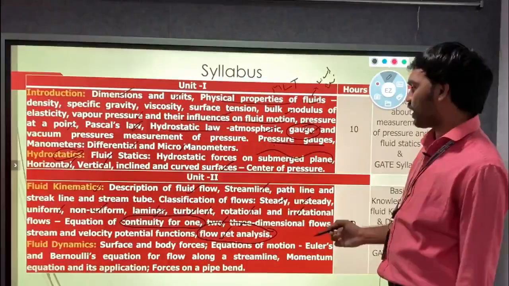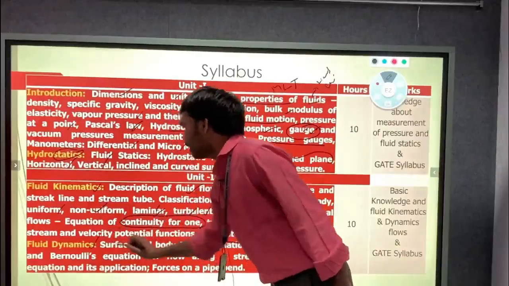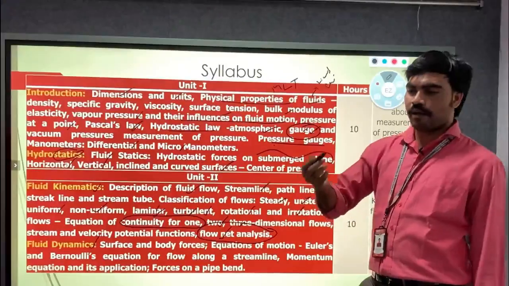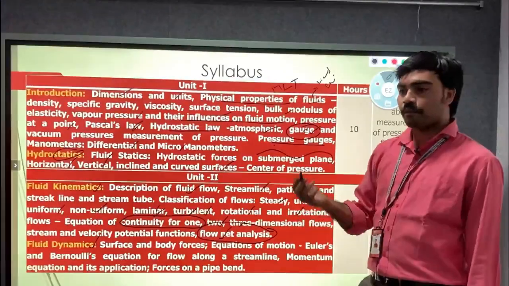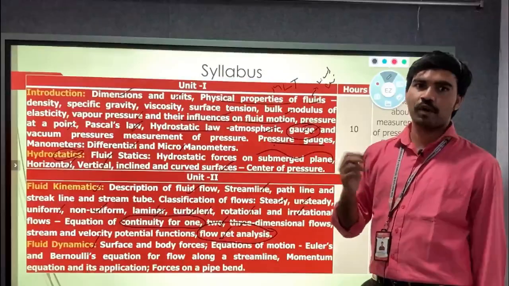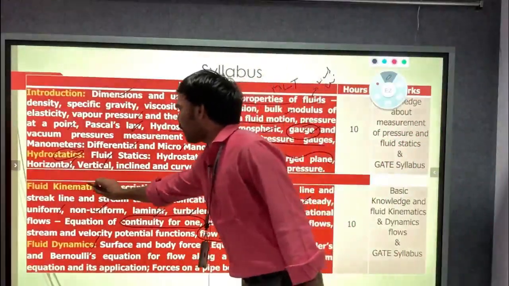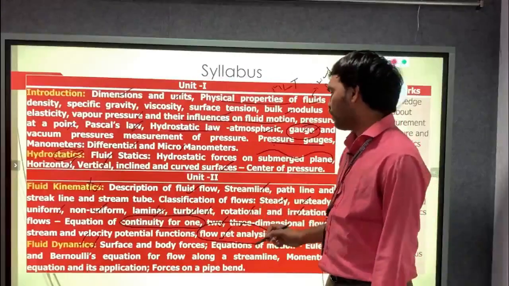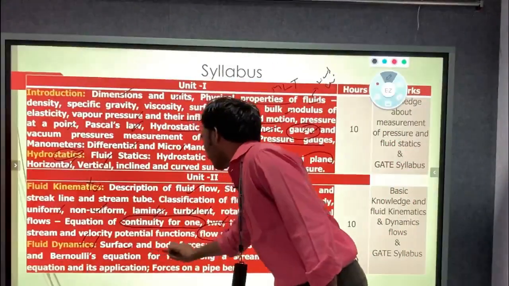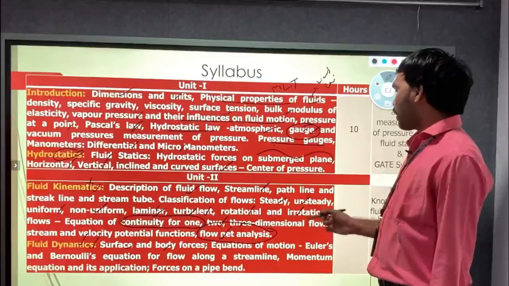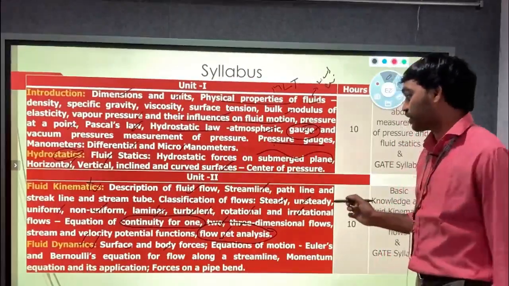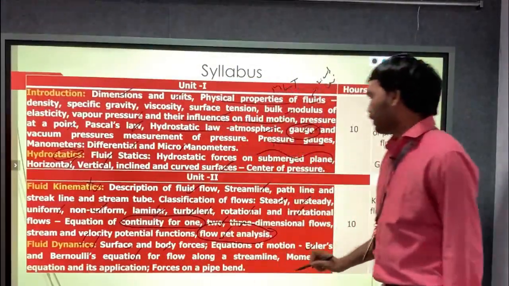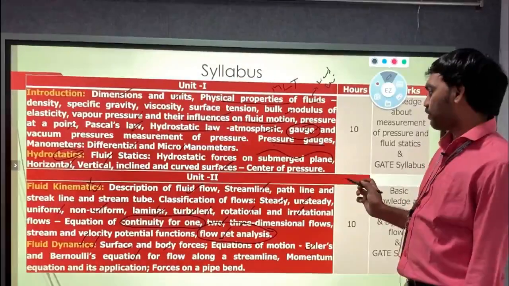In the second part of the second unit, we will discuss fluid dynamics. In fluid dynamics, we will try to understand the fluid motion by accounting for the force which caused the motion. So here we will understand the surface and body forces acting on a fluid, and also we will derive very important equations for fluid mechanics, Euler's equation and Bernoulli's equation. We will try to derive the expressions for Euler's equation and Bernoulli's equation.